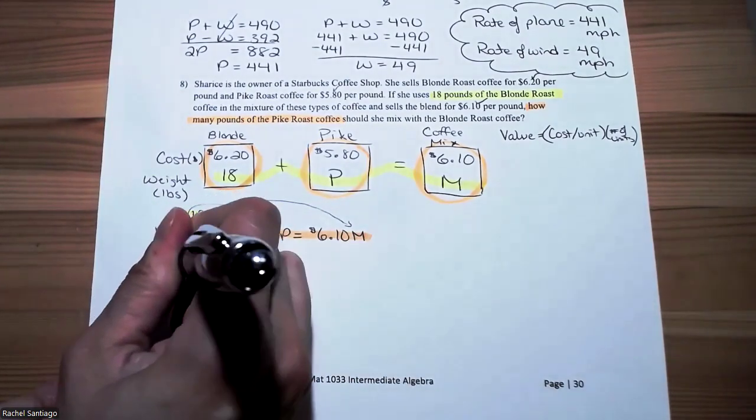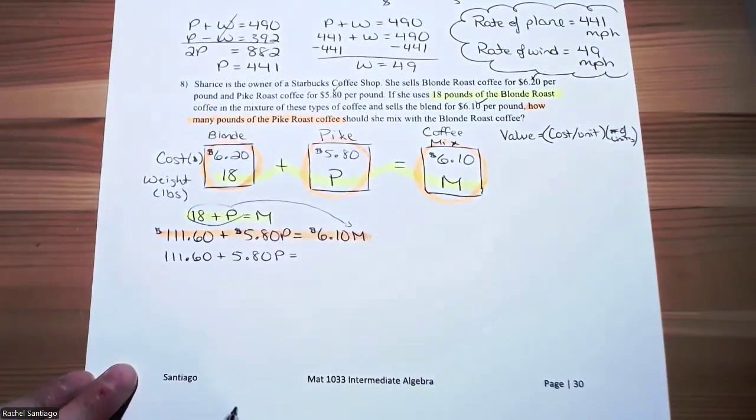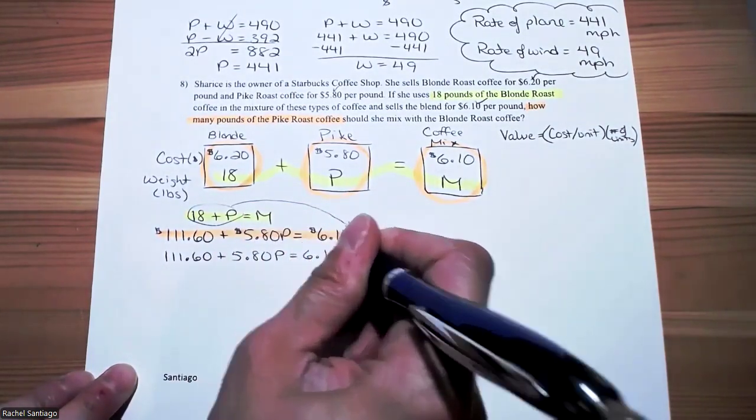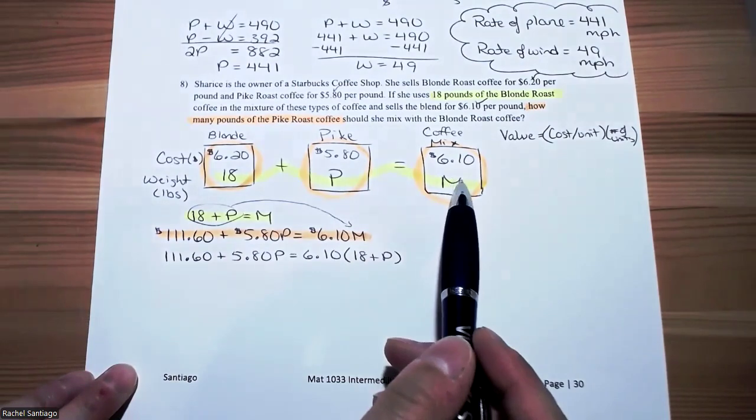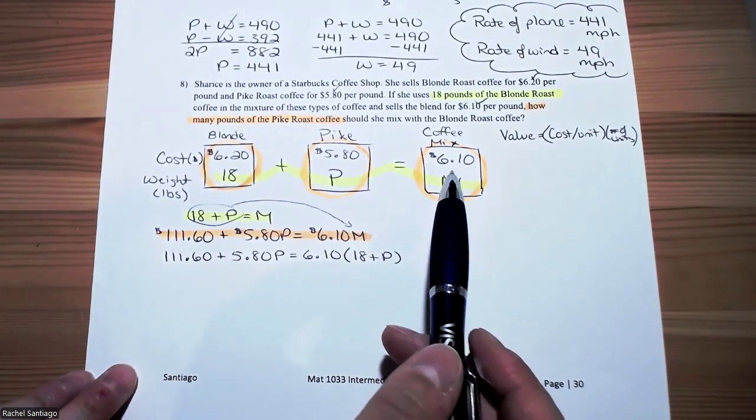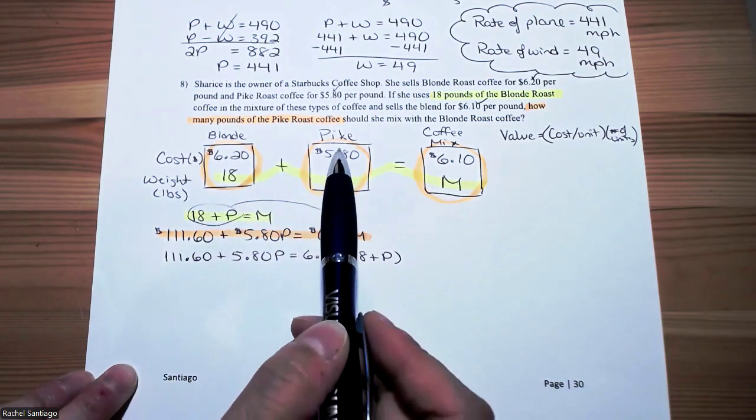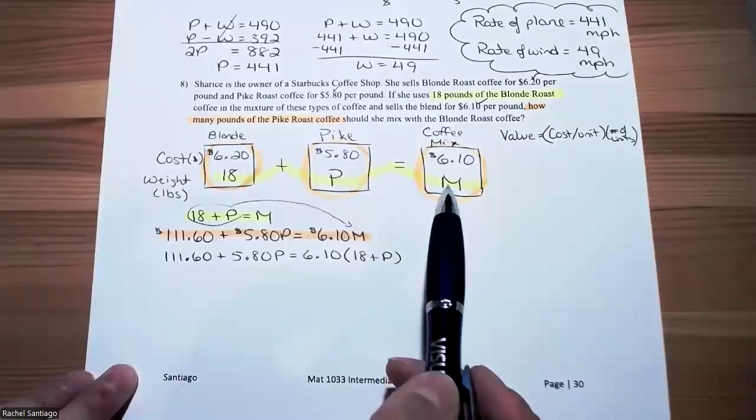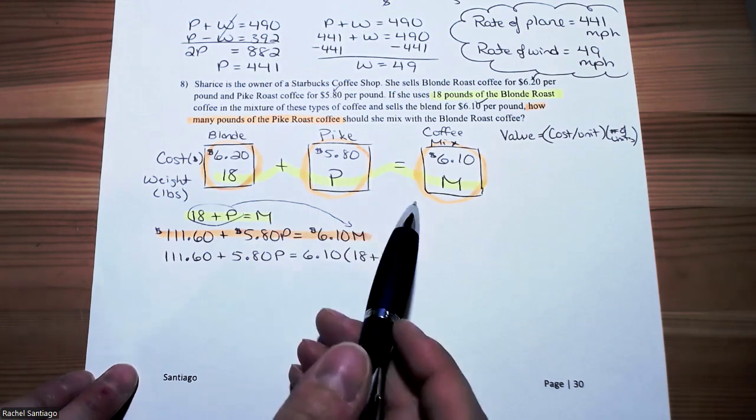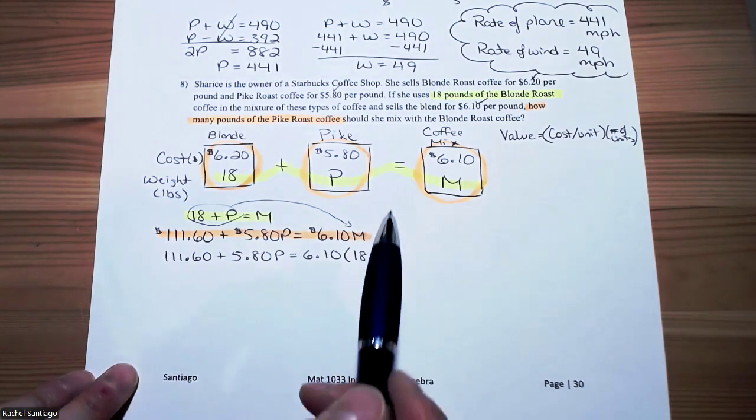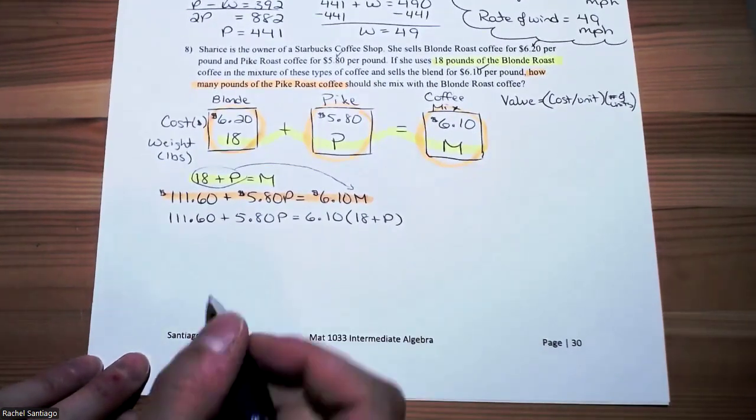So I have 111.60 plus 5.80p is equal to, now we're going to rewrite this as $6.10 times 18 plus P. If you had, instead of writing M, written 18 plus P, you'd be here. You would say 6.20 times 18, plus 5.80 times P is equal to 6.10 times 18 plus P. So that would be if you didn't want to write a system of equations and you simply wanted to write an equation in one variable, and that would be totally okay. But anyways, let's continue and solve.